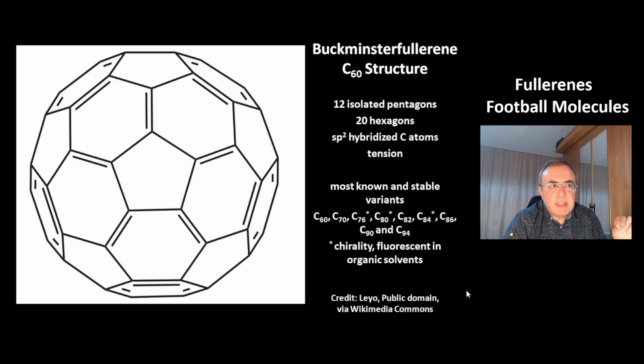The most known and stable variants are C60, C70, C76, C80, C82, C84, C86, C90, and C94. And the variants C76, C80, and C84 have chirality, which means they have two different versions. They are mirror images of each other, but not identical. It's like left hand and right hand. The fullerenes are fluorescent in organic solvent.